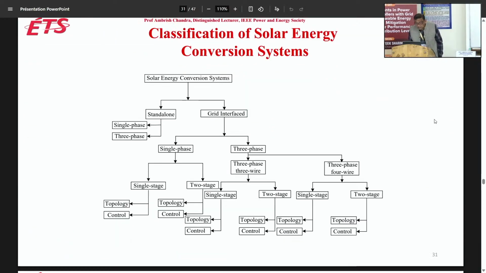Classification of solar energy. So you have a standalone system, which we will be discussing tomorrow, and grid interface. In standalone, you have single phase and three phase. With grid interface also, you have single phase, three phase. Single phase, single stage and two stage. Same thing with three phase, three wire, three phase, four wire, but single stage, two stage. See, all the time single stage, two stage, and then topology and control. So this is common for everyone.